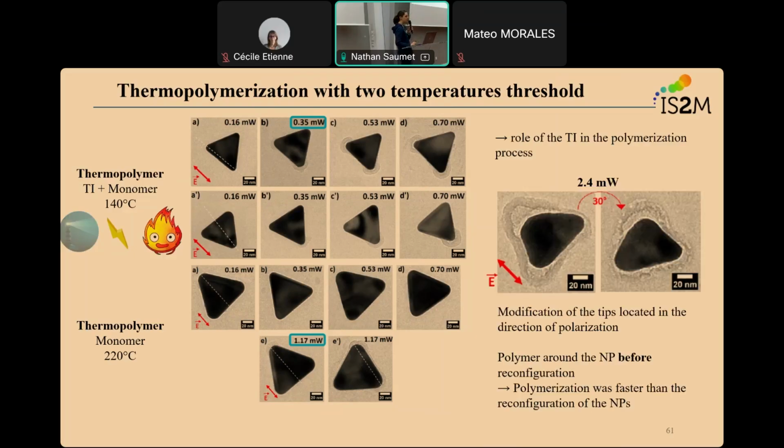Moreover, if we send a power which is way higher, we observe the triangles melting, but not in a homogeneous way. They are melting from the tips that are excited here. And we also observe that the polymer around the nanoparticles was present before the nanoparticle reconfiguration. So the polymerization was faster in terms of time scales than the reconfiguration of the nanoparticle, which was not expected at all as well.